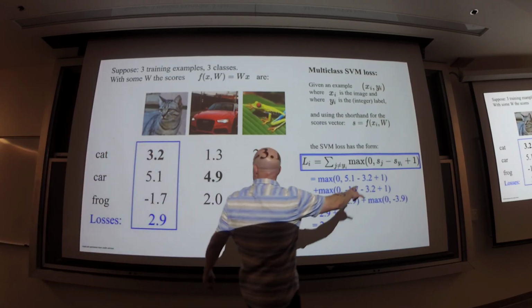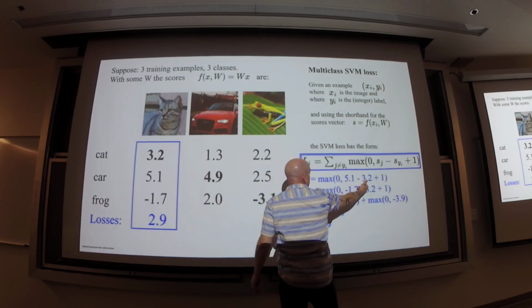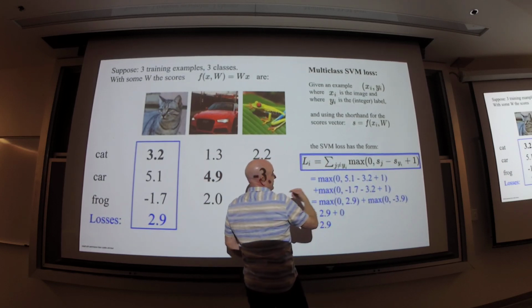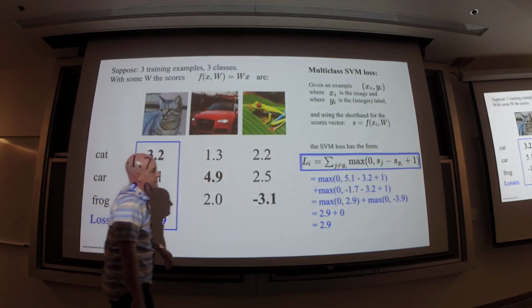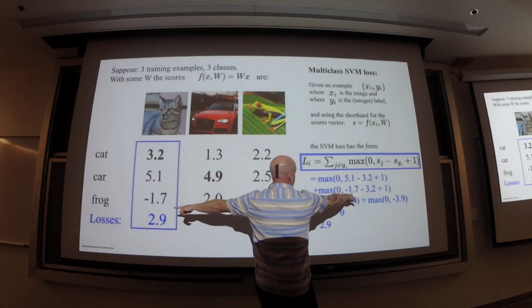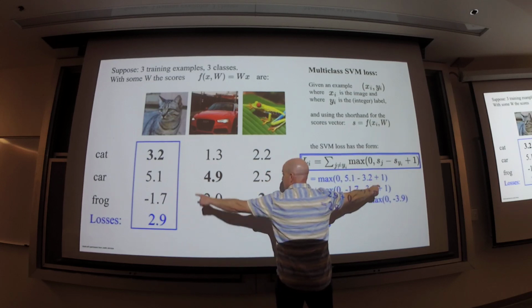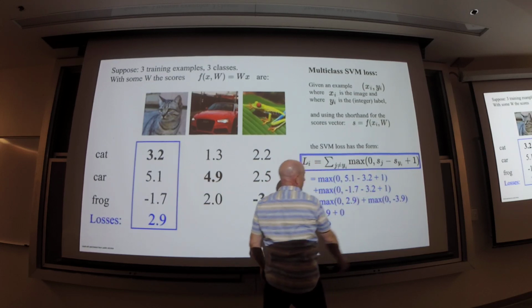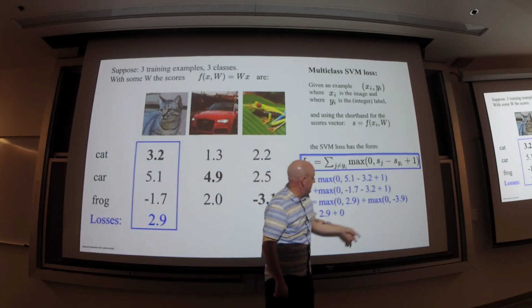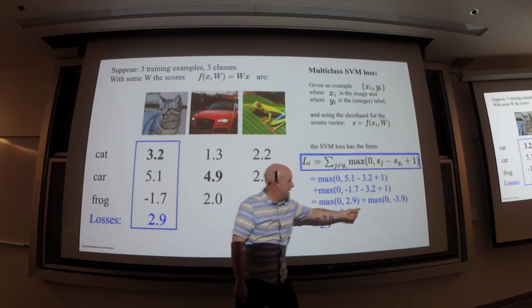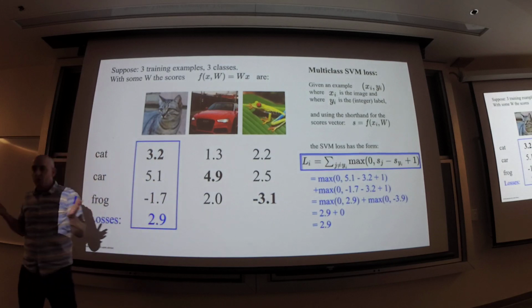The incorrect score right now is 5.1, which goes right there. The correct score is 3.2, it goes right there, and plus 1. That's for the car class. Now for the frog class, the incorrect score is minus 1.7. The correct score is 3.2 again, so we subtract that off, add 1. Do the arithmetic, and this becomes this, becomes this. This is positive, so we get a 2.9. This is negative, so we get a 0. So the loss for this example right here is 2.9.